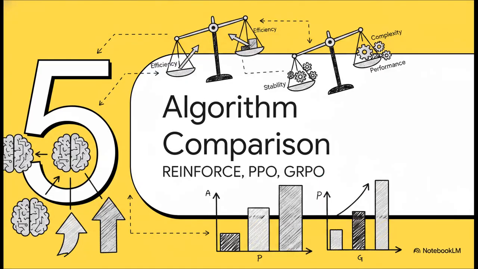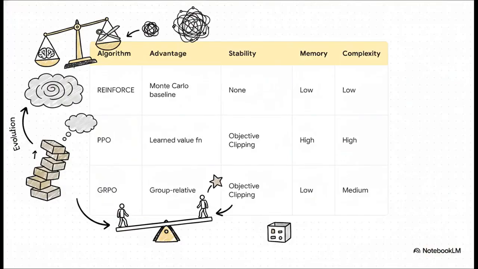All right, we've gone through all three. Now let's really put them head to head to see how they stack up. Okay, this table really lays it all out. You can see the whole story here. You start with REINFORCE, super simple, low memory, low complexity, but it's just not stable. So then comes PPO, which totally nails the stability problem using that learned value function. But look at the cost, high memory, high complexity. It's a bit of a beast. And then you've got GRPO, which is kind of the Goldilocks solution, right? It gets that PPO style stability, but does it with low memory because it ditches the whole extra model. It's a really smart compromise.